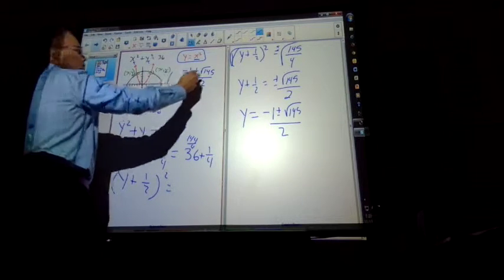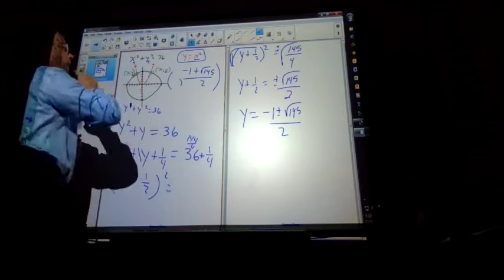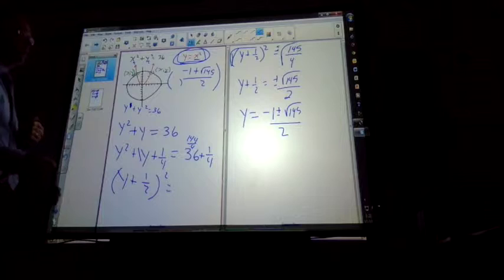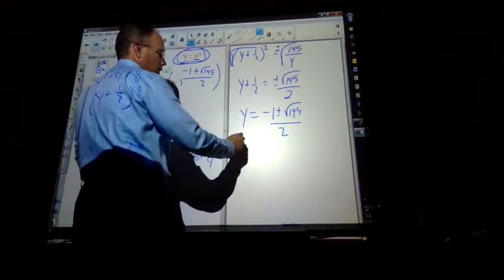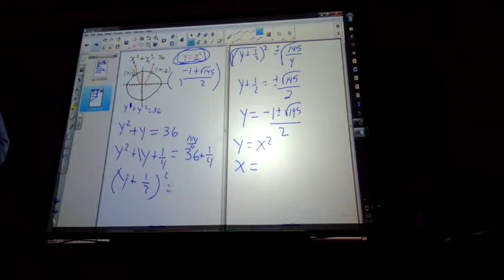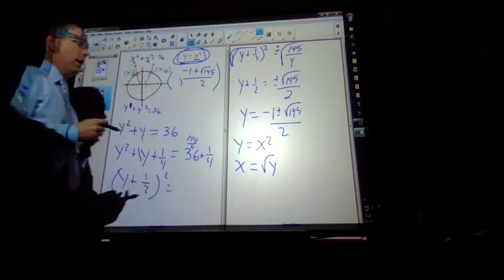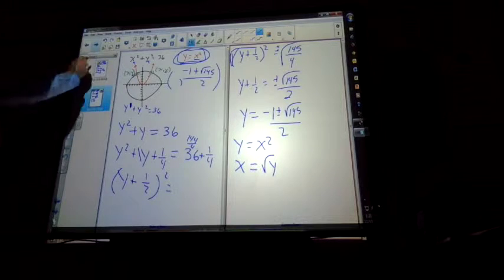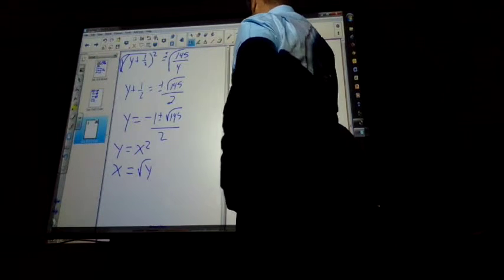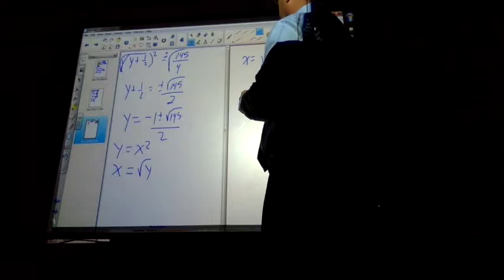And then how would I get my x component now? Plug it in. So I think this would be the easier one to plug into. How would I solve this one? If I know that y equals x squared, what is x equal to with the relationship? Square root of y? Go over. So I'm going to plug this in, and I know that my x component is going to be the square root of y, negative 1, plus or minus the square root of 145, all over 2.